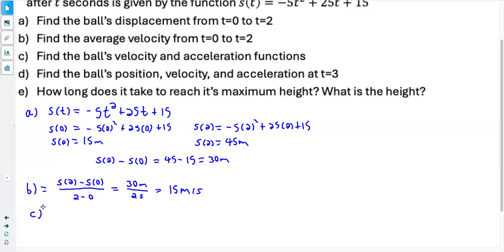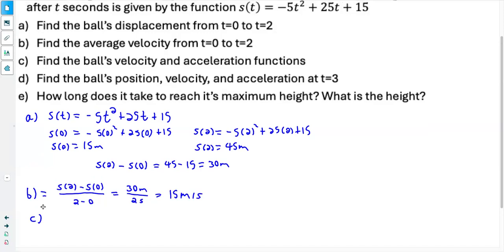Part C is find the ball's velocity and acceleration functions. So we know our velocity is just going to be s prime of t, so our first derivative of this function. If we take the derivative of this function, we get -10t plus 25, where we know our acceleration function is just the derivative of our velocity function. So if we take the derivative of this, we get -10.